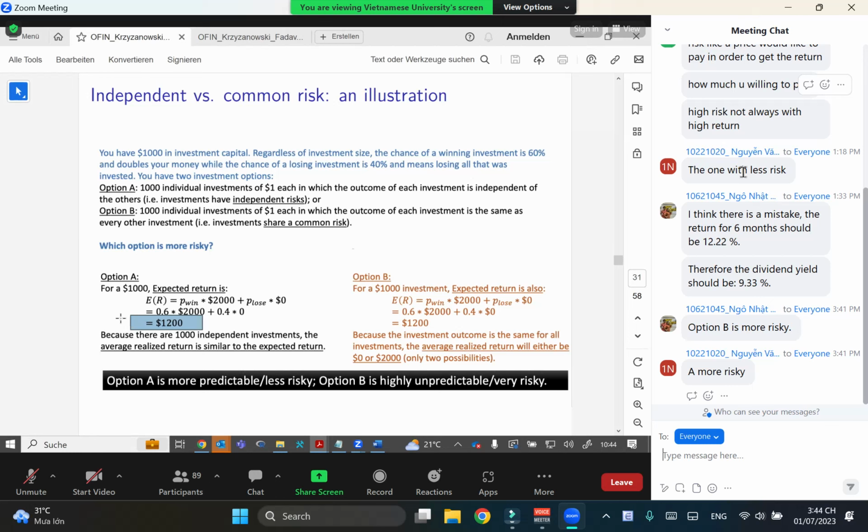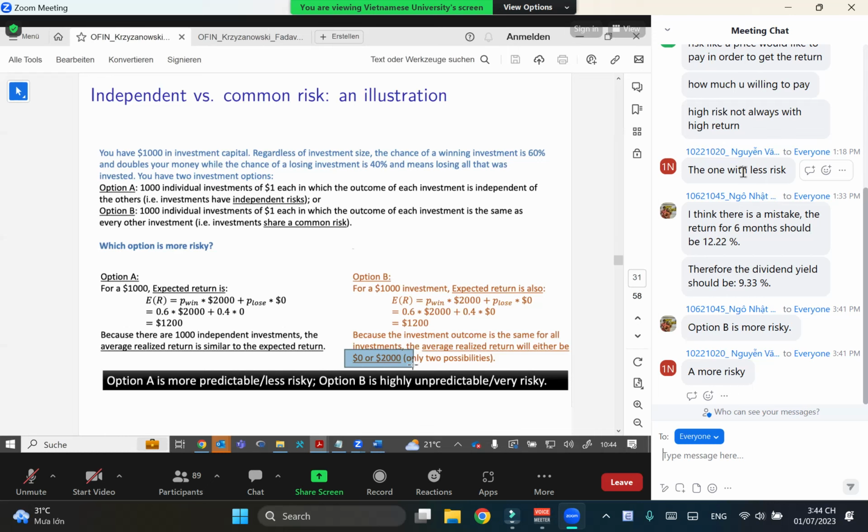However, in option B, it's really do or die, or all or nothing. It's not Russian roulette, not perfect Russian roulette. But with a 60% chance, all of the investments will win, meaning you would make a return of 2,000. And with a 40% chance, all of the 1,000 investments would generate 0. And then you would have 0. So in practice, in option B, there are only two possible outcomes. You can only have 0 or 2,000 as an outcome.